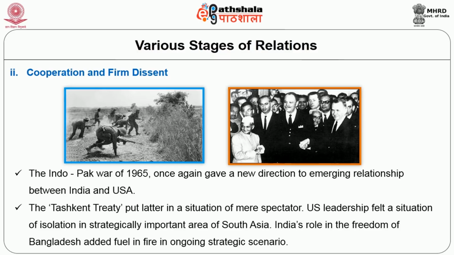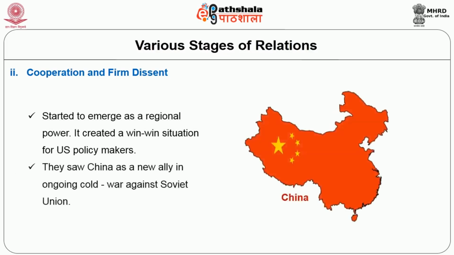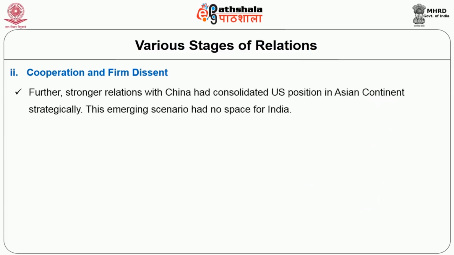India's role in the freedom of Bangladesh added fuel to the fire in the ongoing strategic scenario. In this phase, China started to emerge as a regional power. It created a win-win situation for US policymakers. They saw China as a new ally in the ongoing Cold War against the Soviet Union. Further, stronger relations with China had consolidated the US position in the Asian continent strategically. This emerging scenario had no space for India.